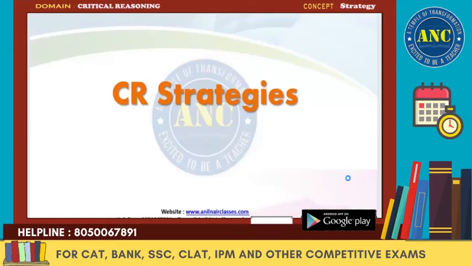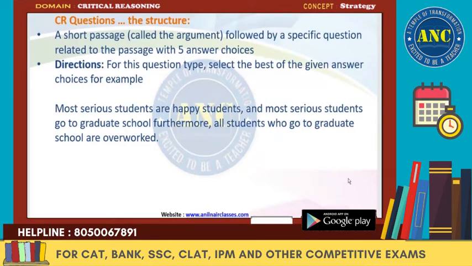Critical reasoning strategies. Now, for the structure, you would be provided with a short passage, also called the argument, and that passage will be followed by a specific question related to the passage with 5 answer choices. Let's look at an example. Directions. For this question type, select the best of the given answer choices.